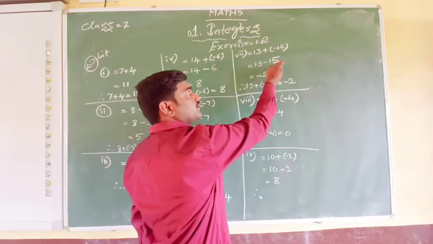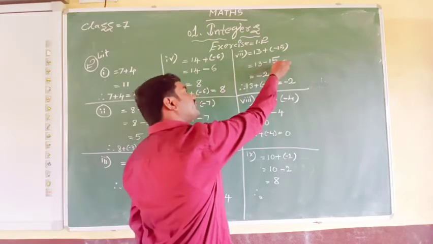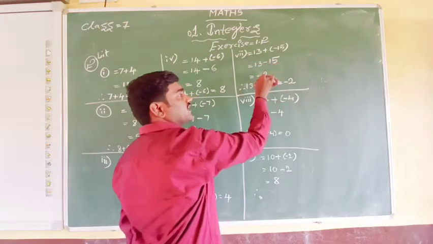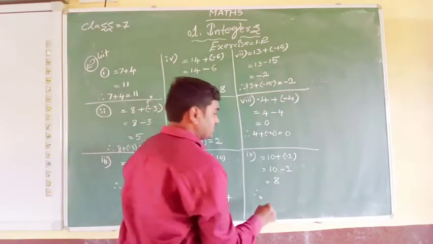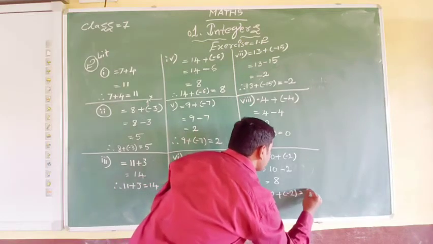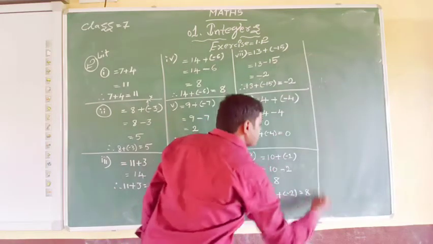Here also one positive number, one negative number. Subtract it. Okay, 13 minus 15 you don't know, 15 minus 13, 2 you will get. But what is the bigger number here? 15. 15's symbol is minus. So we get minus as the symbol. Here 10 plus minus 2 equals 8.